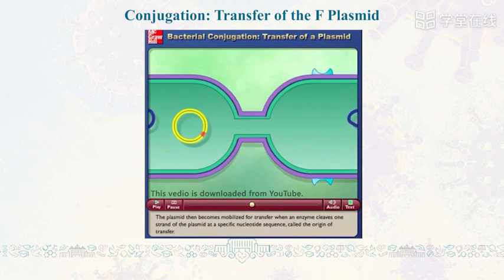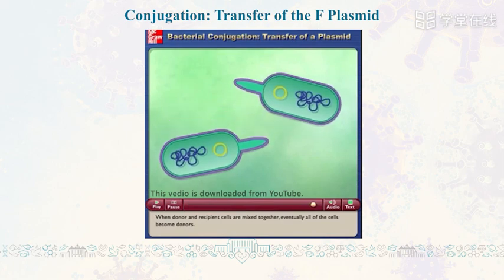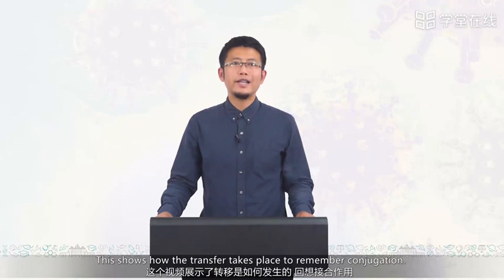The plasmid then becomes mobilized for transfer when an enzyme cleaves one strand of the plasmid at a specific nucleotide sequence, called the origin of transfer. A single strand of the plasmid, beginning at the origin of transfer, enters the recipient cell. Once inside the recipient cell, a complementary strand to the single DNA strand is synthesized. When donor and recipient cells are mixed together, eventually all of the cells become donors. This shows how the transfer takes place.